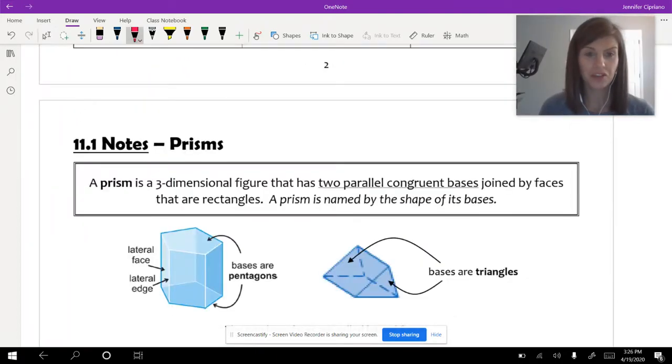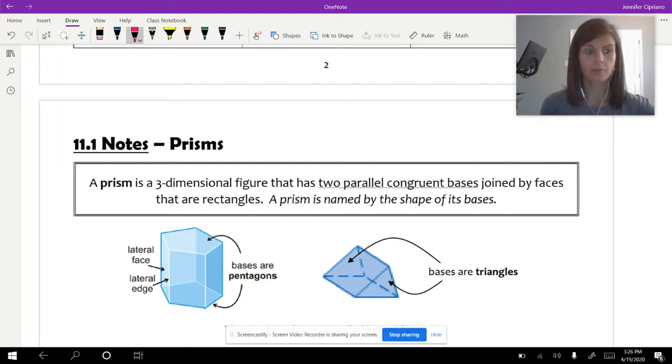Okay, so the first type of solid that we're going to talk about is prisms. A prism is a three-dimensional figure that has two parallel congruent bases. So think about what that means. It's two shapes that are exactly the same size. That's the congruent part. And they're parallel, so that means that there's the same distance between them at every point. And those two shapes are joined by other sides of the prism, which we call faces, that are all going to be rectangles.